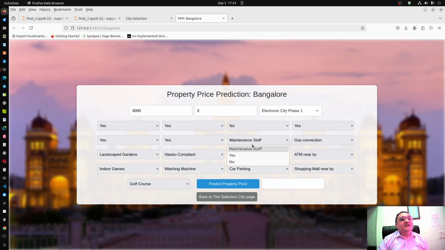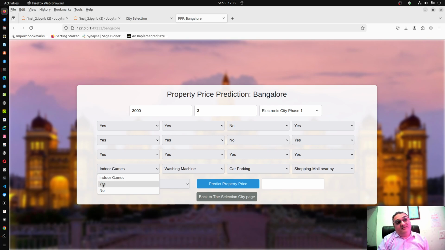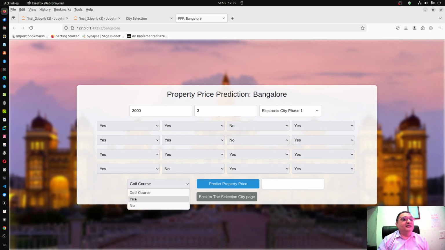Yes, I want a lift. Then maintenance staff, maybe no. Gas connection, yes. Landscape garden, obviously yes. Vastu, no. Or yes, let us say I am a Vastu believer. Hospital nearby is absolutely necessary. ATM, yes. Digital economy, now we are. And indoor games, yes. For kids, it is required. Washing machine, I don't need. I will purchase it myself. Car parking is absolutely mandatory. Shopping mall nearby, mandatory. Golf course, I don't want.